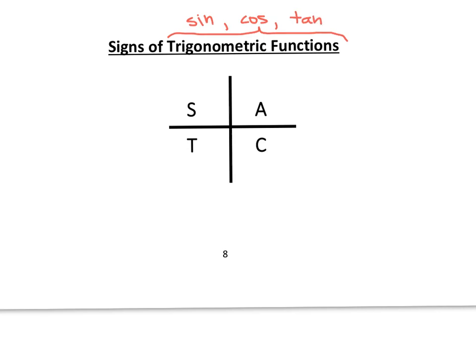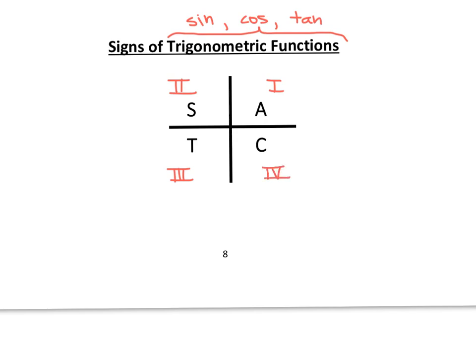Now, if these are representing our 4 quadrants, we know this is our first quadrant, the top right. That's where the x values are positive, the y values are positive, everything is positive in the first quadrant. Now, as you work your way around the quadrants, we always go counterclockwise. So quadrant 2 is going to be over here. And if you keep going counterclockwise, quadrant 3 is going to be down here. And then as we keep going, quadrant 4 is going to be over here.